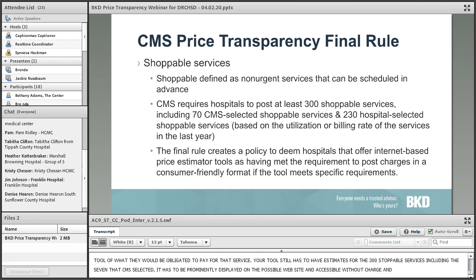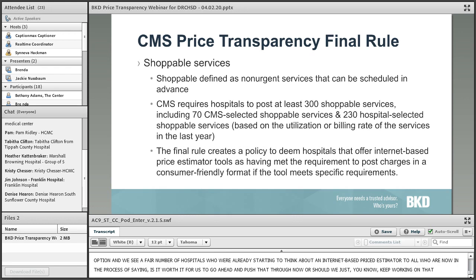Your tool still has to have estimates for the 300 shoppable services, including the 70 that CMS selected. The tool has to be prominently displayed on the hospital's website and accessible without charge, and without a patient having to register or get a username or an account, a password type of thing. So those are all spelled out in the final rule, but that is another option.